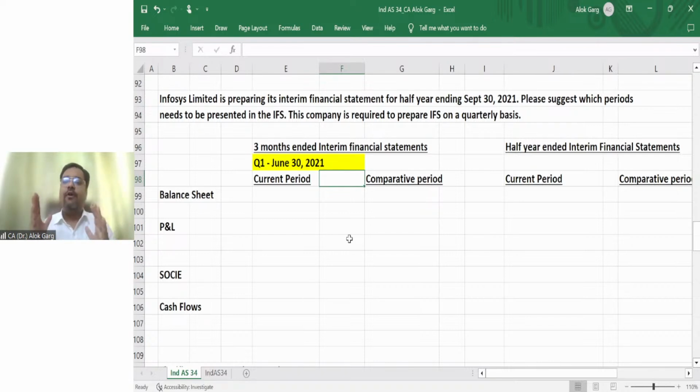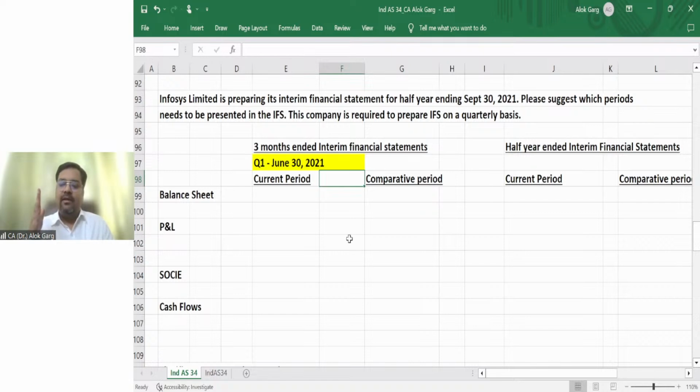So what was the logic for presenting the comparative period? The logic for presenting the comparative period is just to show your performance, right? Have you seen your report card? Have you ever seen your results in school? In school, normally the examination happens on a quarterly basis or on a half yearly basis. Someone calls it a unit test, someone calls it a quarterly examination. I have seen the result of my daughter. So how will the result come?